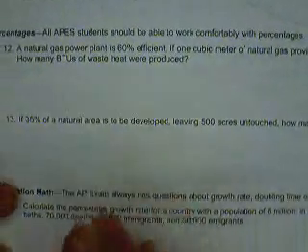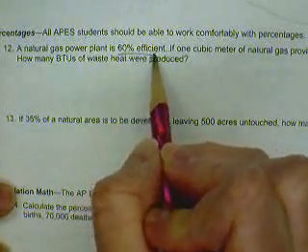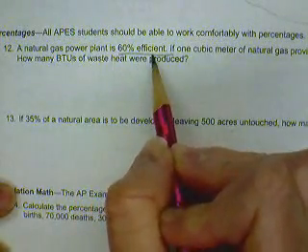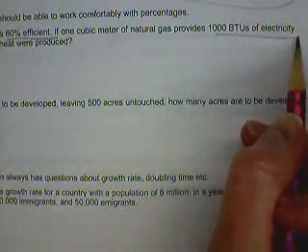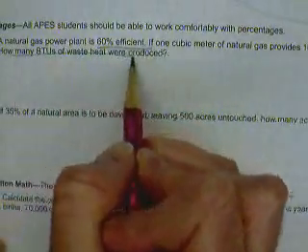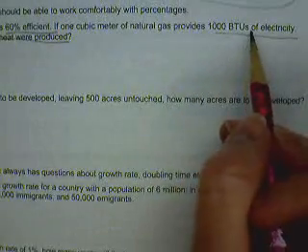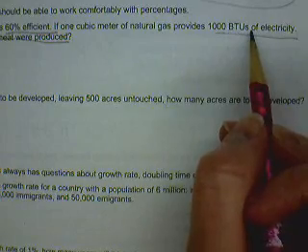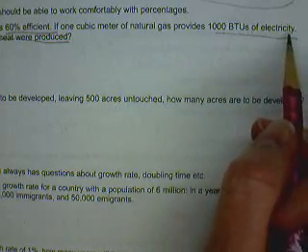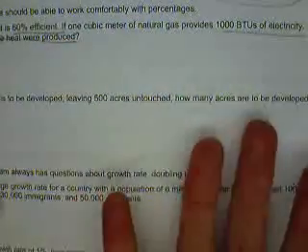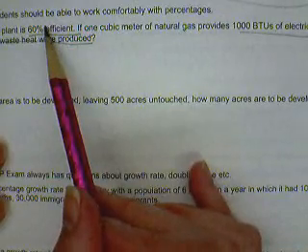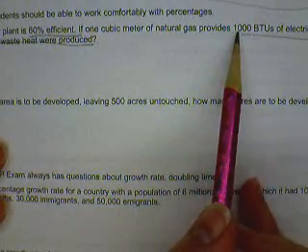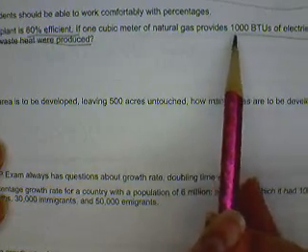All right, percentages. A natural gas power plant is 60% efficient. If 1 cubic meter of natural gas provides 1,000 BTUs of electricity, how many BTUs of waste heat were produced? This is the product here. What came out of the plant was 1,000 BTUs of electricity. So what we're looking for was the original amount of BTUs that went in, if 60% of something is equal to 1,000. This is our product of the power plant.